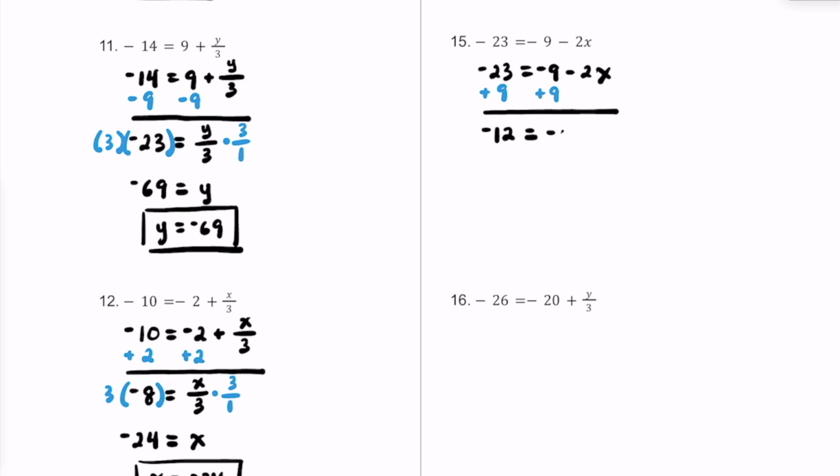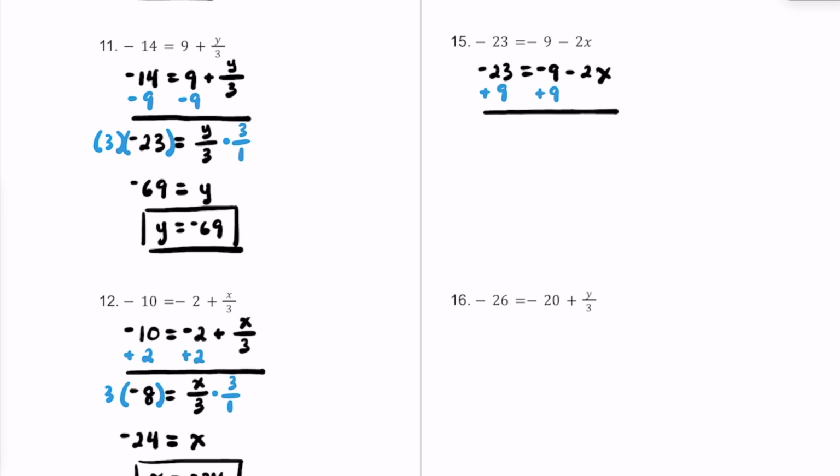And we're just left with this negative 2x on the right side of the equation. Right now the coefficient for x is negative 2. We'd like it to be positive 1 as usual. So let's go ahead and divide both sides by negative 2. So negative 12 divided by negative 2 is going to be positive 6 along the left side. And on the right side, negative 2x divided by negative 2 is positive 1x. We just go ahead and say that x is equal to 6 after we turn this around.